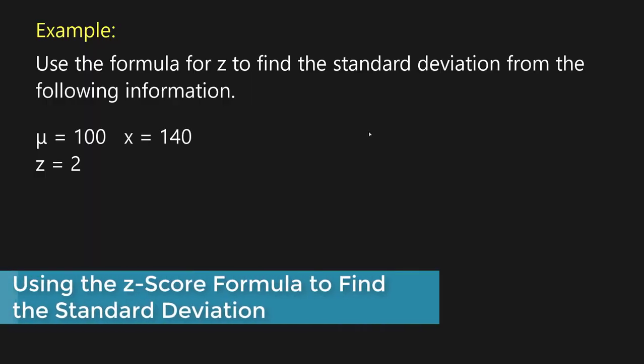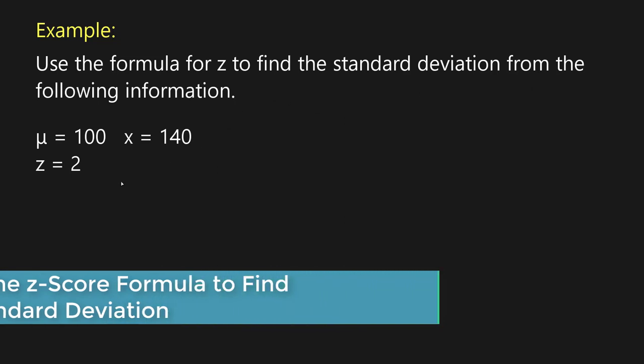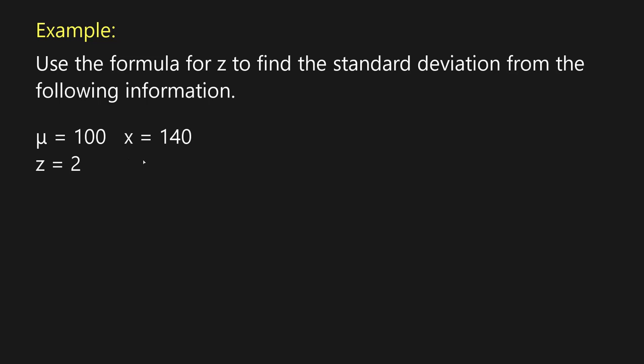In this example, we're asked to use the formula for z to find the standard deviation from the following information. So we have the population mean, which is 100, we have a raw score of 140, and we have the z-score that corresponds to that raw score, and it's a z-score of 2. Now the formula for z that they're talking about is the one that we've been using, so it's z equals a raw score minus the population mean over the population standard deviation.